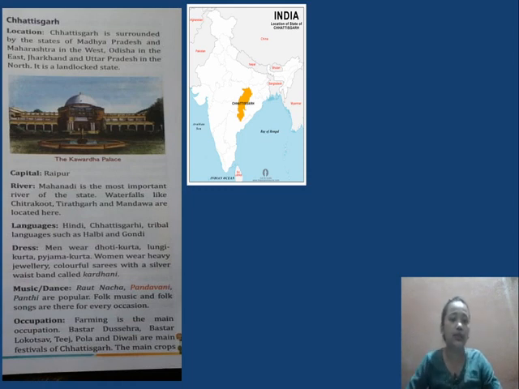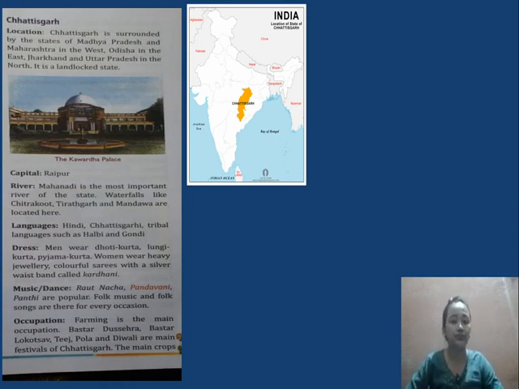What is the river? Mahanadi is the most important river of the state. Waterfalls like Chitrakoot and Tirathgarh are located here. So those are the rivers that flow through Chhattisgarh.